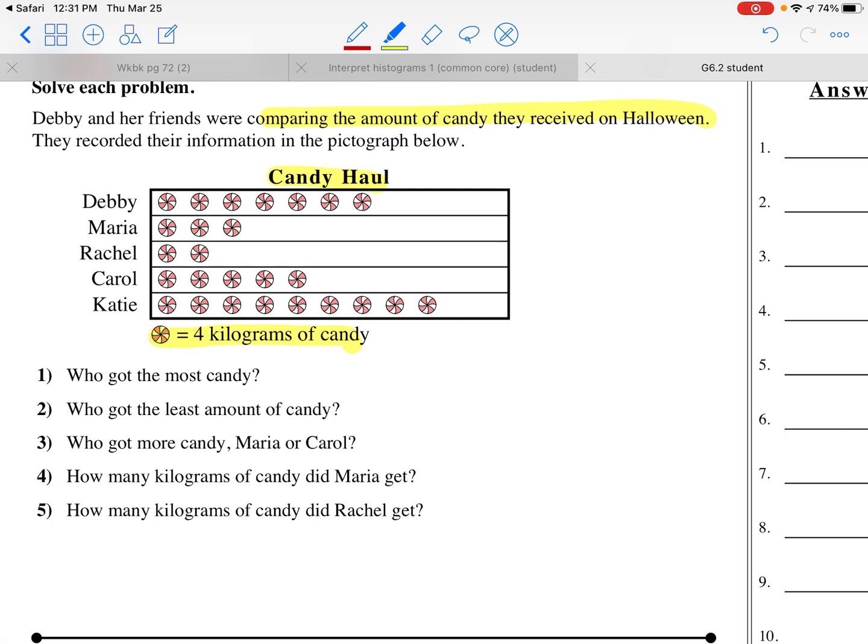Each equals 4 kilograms of candy. Really, the comparable in standard units is a kilogram, which is almost a pound. One girl got like 10 pounds of candy. Almost. That's a lot of candy. That would rule. Who got the most candy? Well, looking here, looks like Miss Katie. Hey, Katie, you got the most candy. Who got the least amount of candy? Oh, Rachel did.